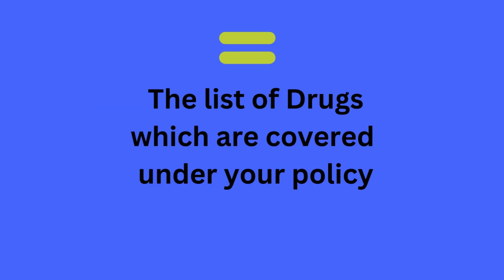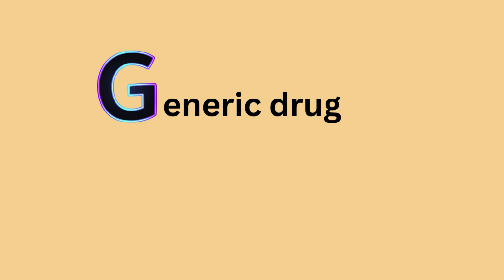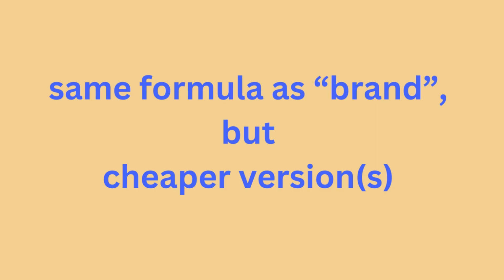The formulary is the complete list of the drugs that are covered and therefore payable under your policy. This includes brand names and generic options. And moving on to generic, this is the brand name drug whose patent has expired. It's the same formula as the brand name, but the very cheaper option.